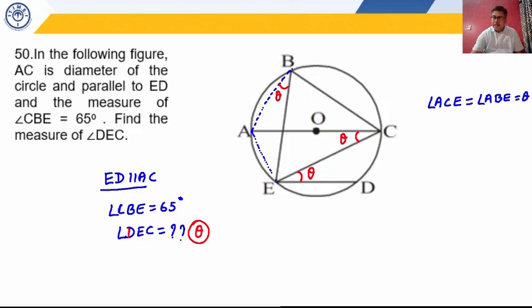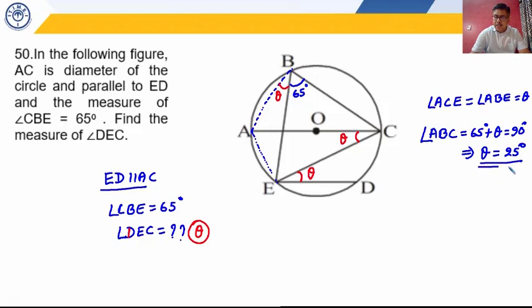And you know that angle made by the chord, right now, angle made by the diameter at the circumference is 90 degree. CBE, this angle is 65 degree given in your question. So angle ABC is 65 degree plus theta and it must be equal to 90 degree. So theta is necessarily 25 degree and we are interested in this theta only. So this theta is 25 degree. I hope this is fine.